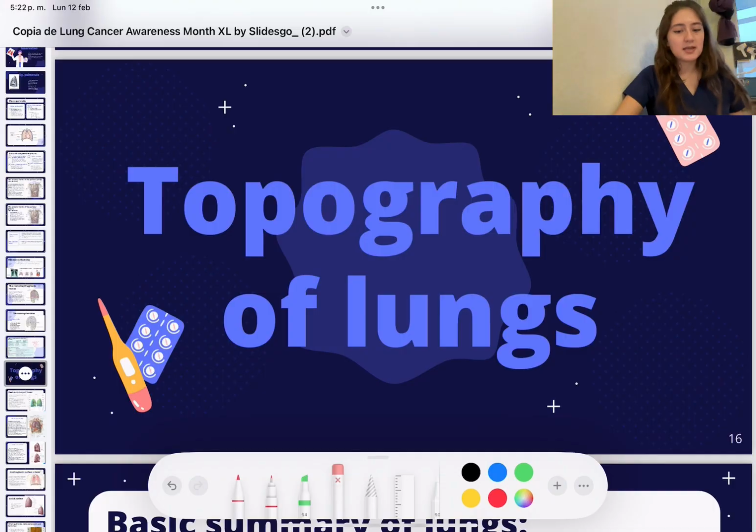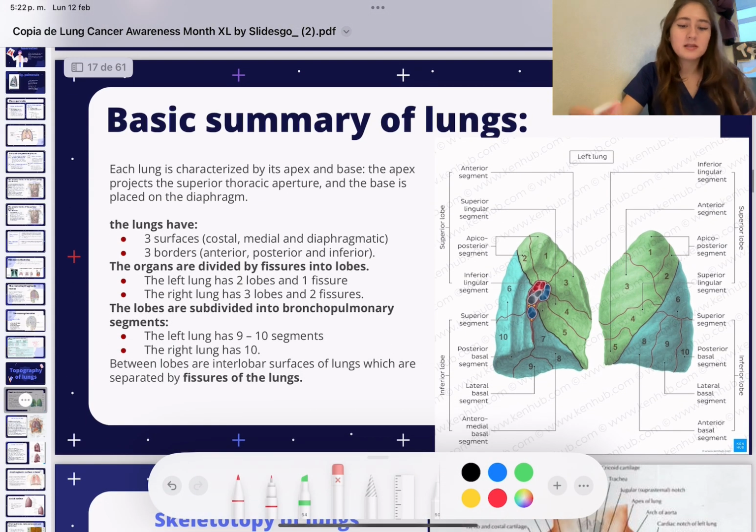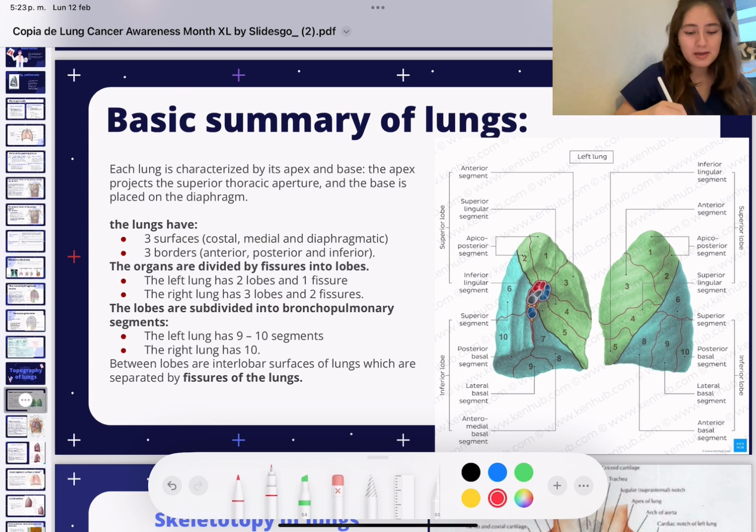And now let's start with the topography of the lungs. This is the basic summary of the lungs. Each lung is characterized by its apex and base. The apex projects into the superior thoracic aperture and the base is placed on the diaphragm. This is the apex and this is the base.